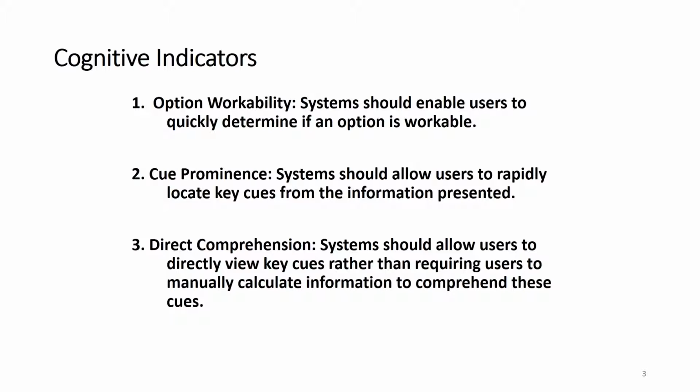This next one I want to focus on a bit more. I think this one is a pretty common heuristic that applies to a lot of different cognitive systems. Cue prominence, right? So cue prominence is typically related to visual systems that are providing a lot of visual information. And what it essentially means is that these systems really need to do a good job of highlighting the critical pieces of visual information on a display at any given time.